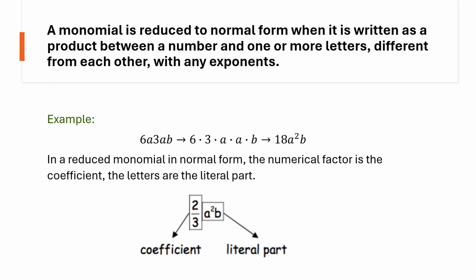But as I wrote more clearly, we can express this monomial as a series of multiplications. We can see the multiplication 6 times 3, which is 18, and then we have a times a, which is a squared, times b. In this case, we just reduced the monomial to normal form. The numerical factor is called the coefficient. So in this case, 18 is the coefficient, while the letters represent the literal part. So a squared b is the literal part.